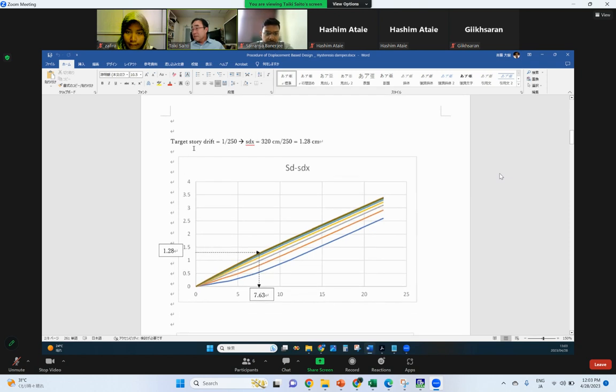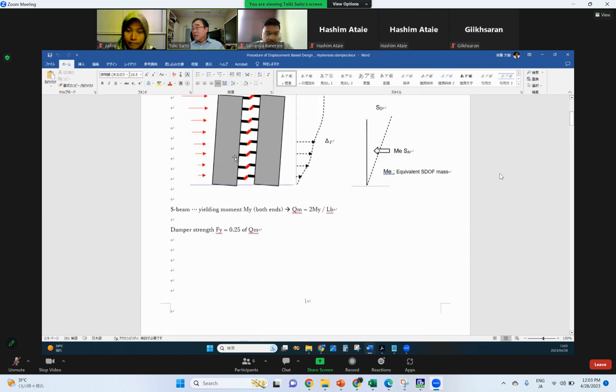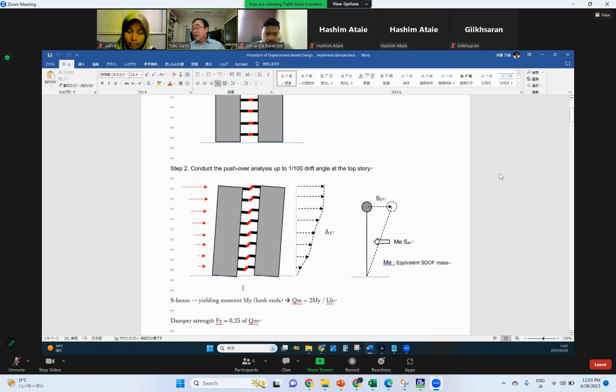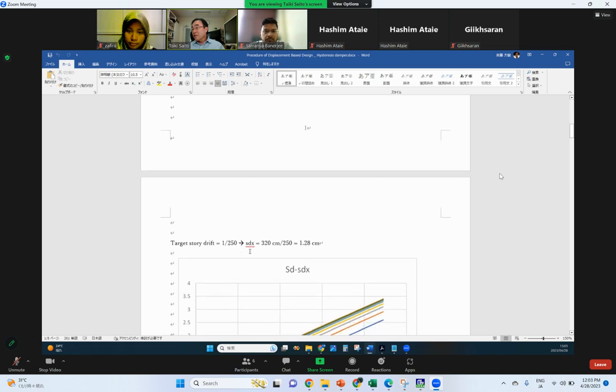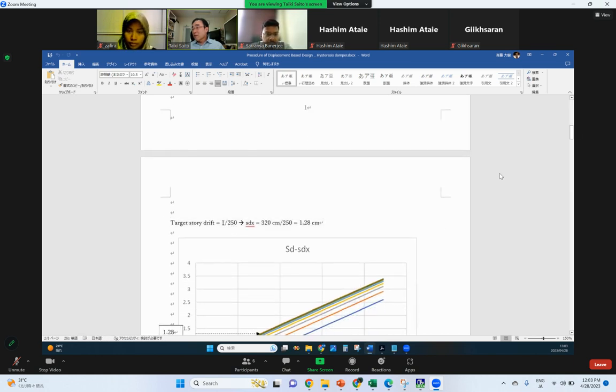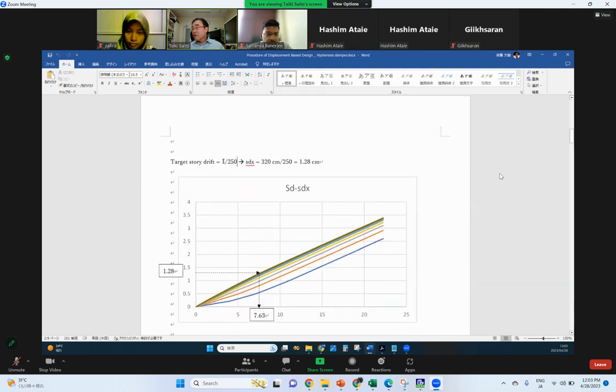The target is, under a large earthquake, we try to limit this deformation, the story drift. So first we set the target story drift. In this case, 1 over 250. Because the story height is 320 centimeters, the target story drift is 1.28 centimeters.